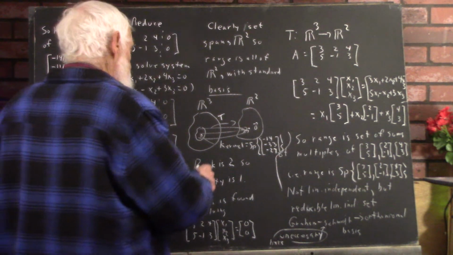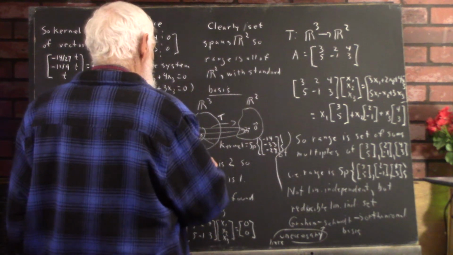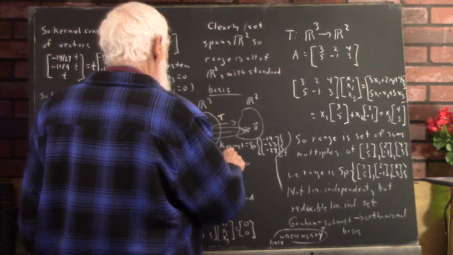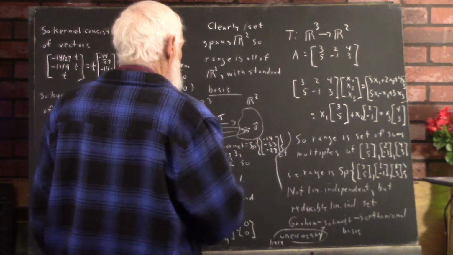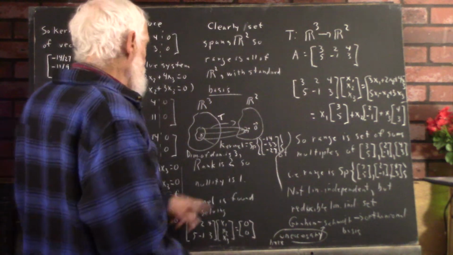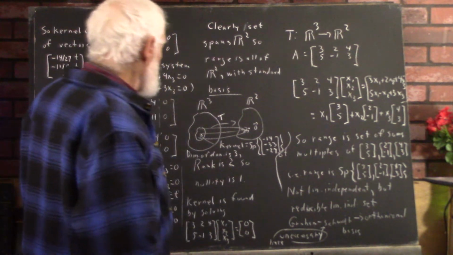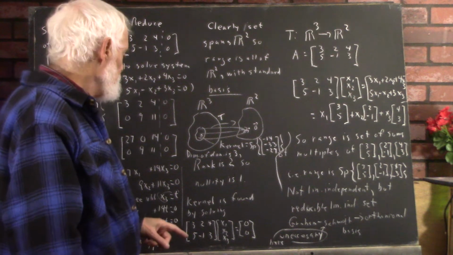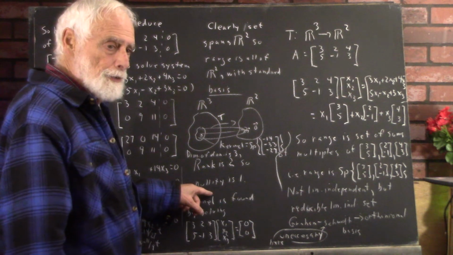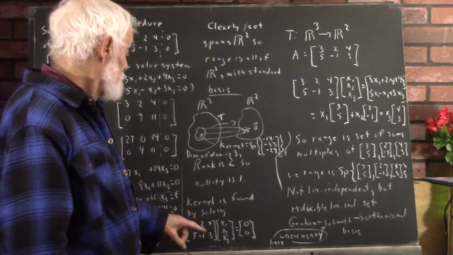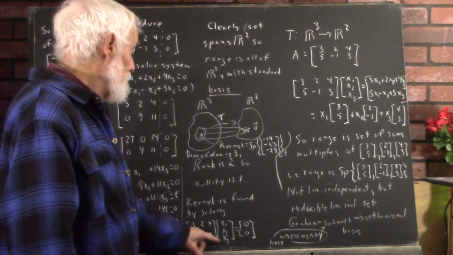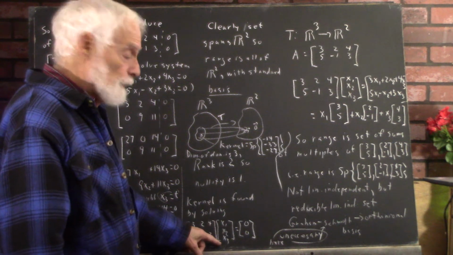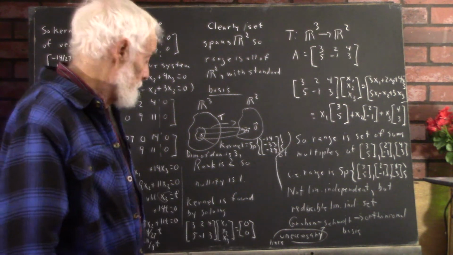Okay? The dimension of the domain is 3, and the rank is 2, and it follows then that the nullity is 1. I took this as implicit because I think everybody understood it when I said it, but it's worth saying. The nullity is the dimension of the kernel. The kernel is found by solving this equation, in other words, finding the vectors that map onto the zero vector.